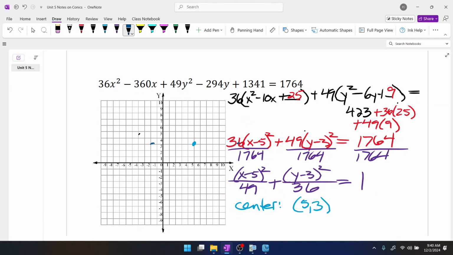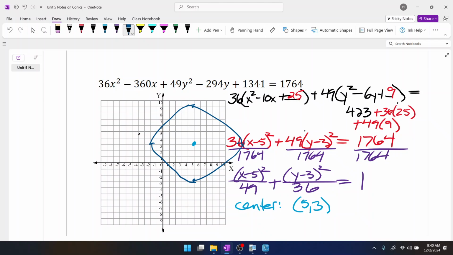And for the vertical, you're going to go 6 units away. So it's almost going to be like a circle, not quite. But that's what we're going to get here.